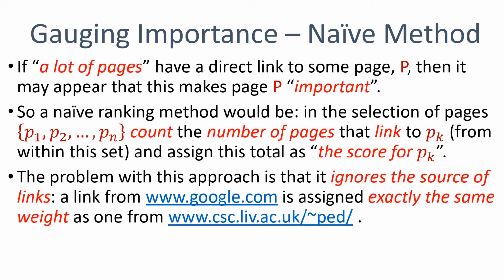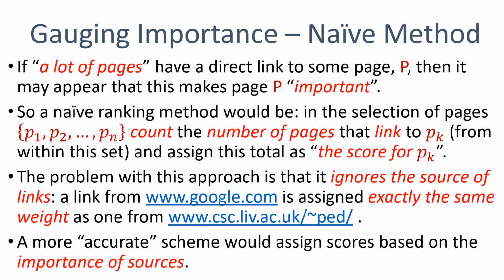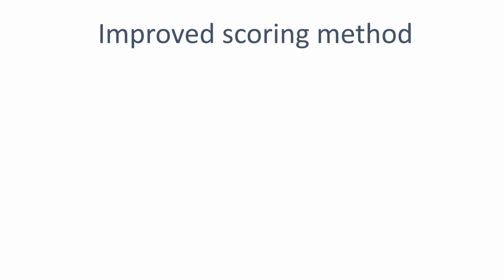Now, I'd like to think that my web presence is as important as Google's. It isn't. So a link from the Google homepage, a link from the Microsoft homepage, in a sense, is rather more important than a link from my personal homepage. So the naive counting method doesn't distinguish between those. A more accurate scheme for assigning scores is to try and consider how important the source pages are, not the sources in themselves. So how do we go about building an improved scoring method for pages?